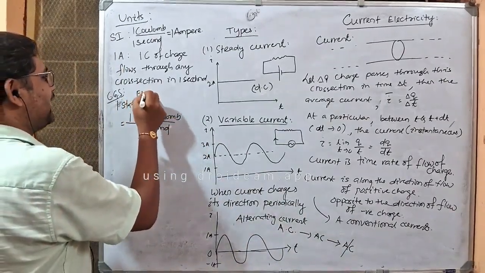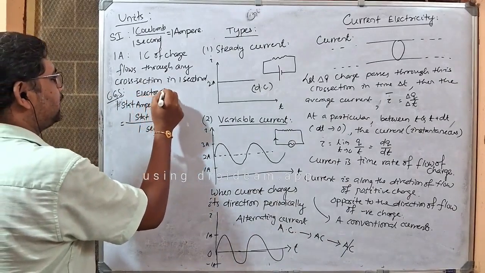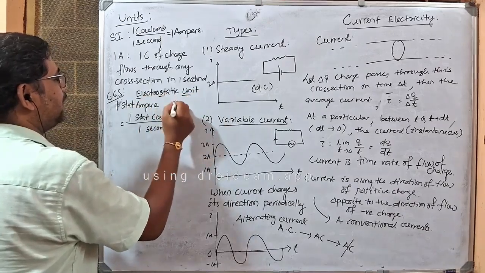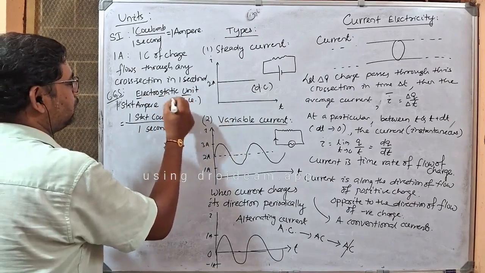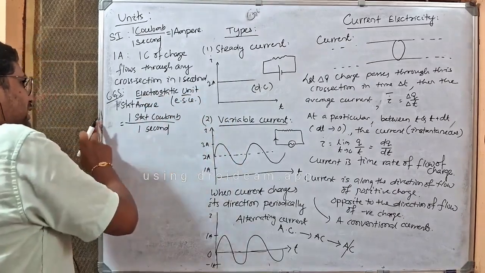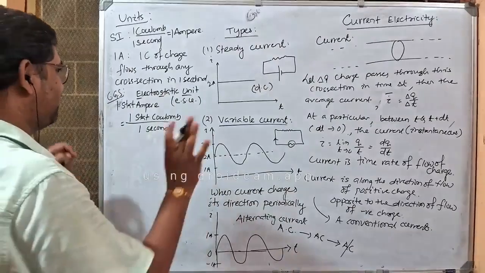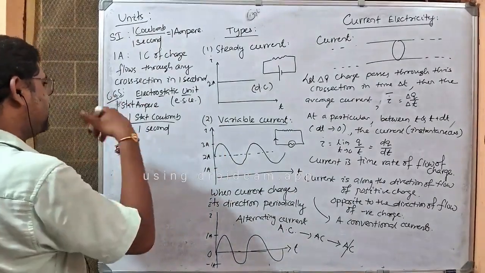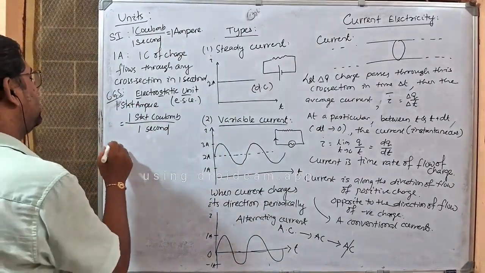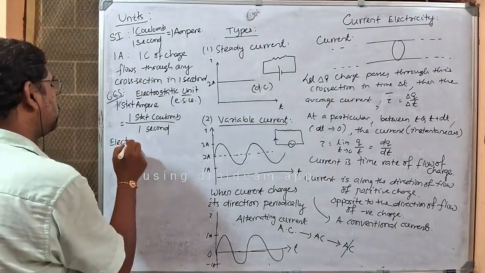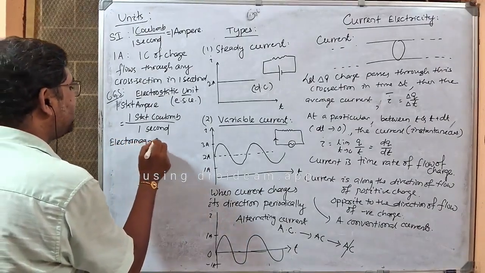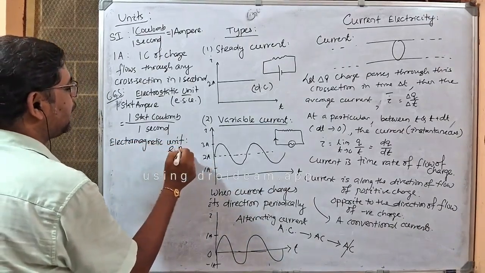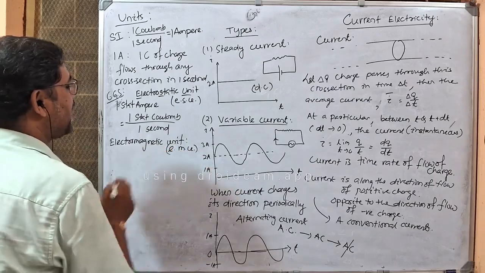ESU is a CGS unit known as the electrostatic unit. That is charge at rest, which we studied in the first unit. Then there is another type of unit, the electromagnetic unit. In short form, it is known as EMU.